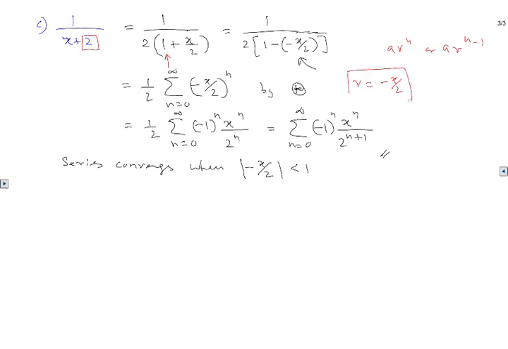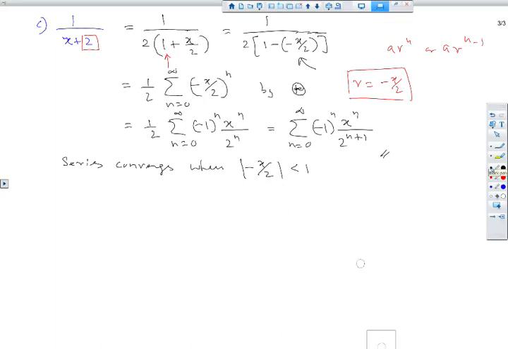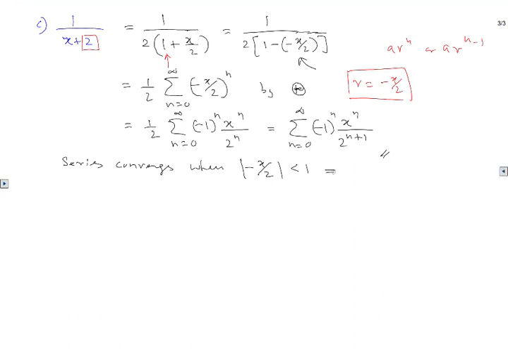R is negative x over 2. Okay, and then as before, we can simplify this one. So how to simplify this? The negative sign you can ignore. So what you're going to get is you can multiply by 2. So you're getting x less than 2. Okay, so that's the r.